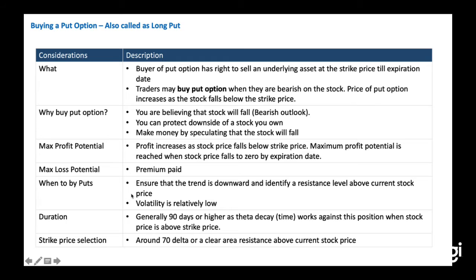When to buy puts? When you're buying a put option, make sure the trend is downward and also identify a clear area of resistance above the current stock price. And also make sure volatility is relatively low, because when the volatility is high, you are paying a high price to purchase a put option, or any option for that matter. From a duration perspective, generally 90 days or above is a good idea because time decay works against this position. And from a strike selection perspective, make sure you are around say 60 delta or 70 delta, or a clear area of resistance above the current stock price.